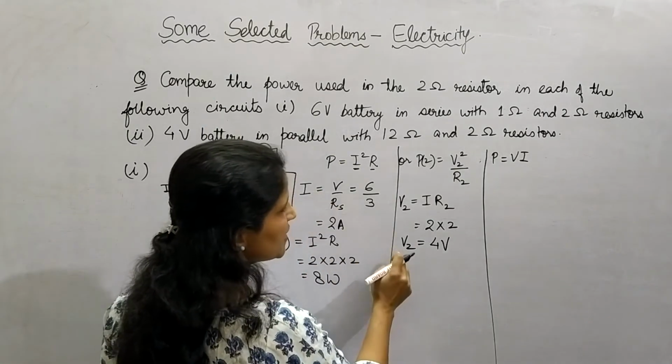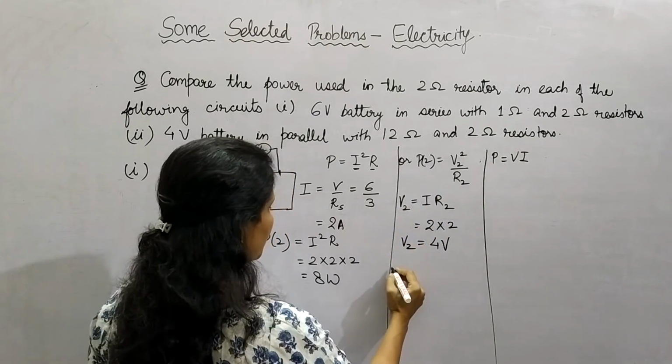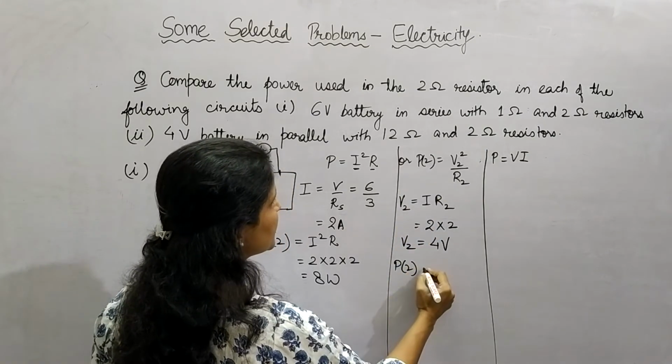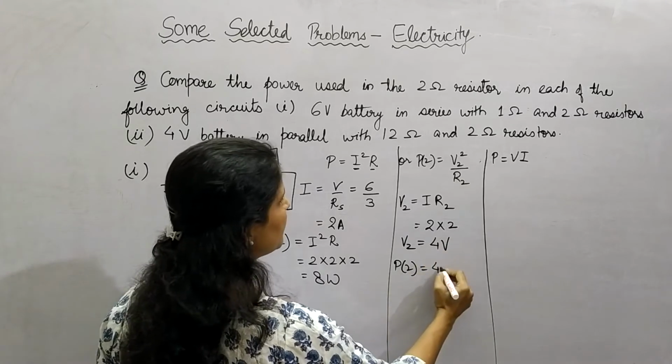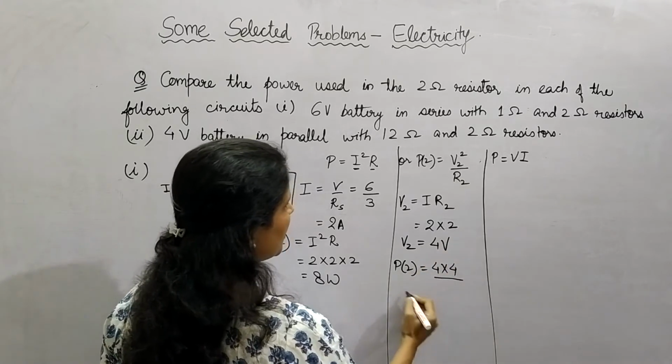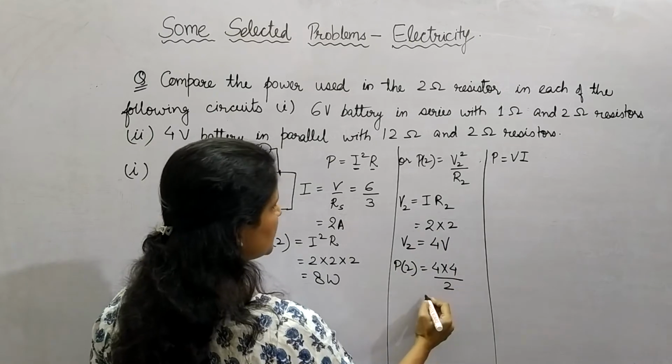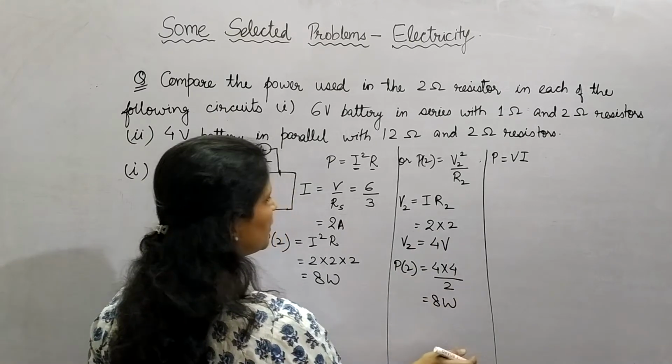So putting this value of V2 here, I can write the value of power at 2 ohm resistor as V2 square, which is 4 multiplied by 4 upon R2, which is 2. So this again gives us 8 watt.